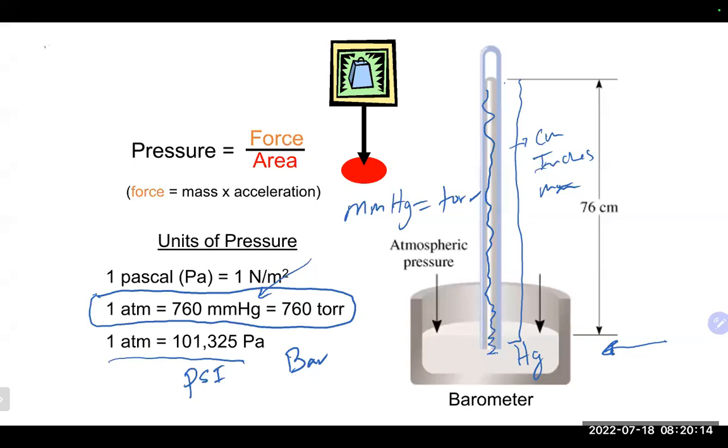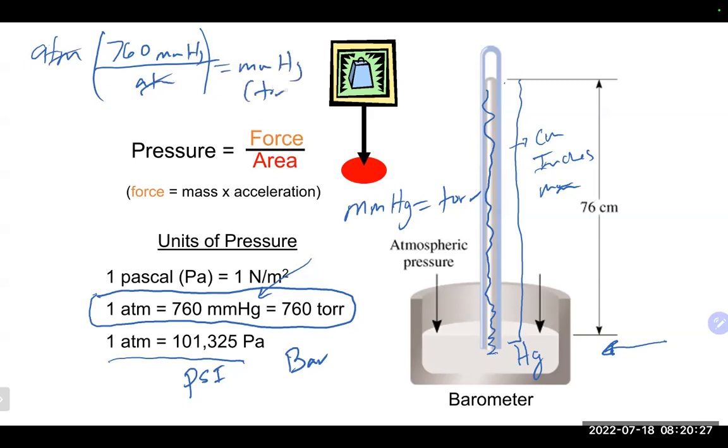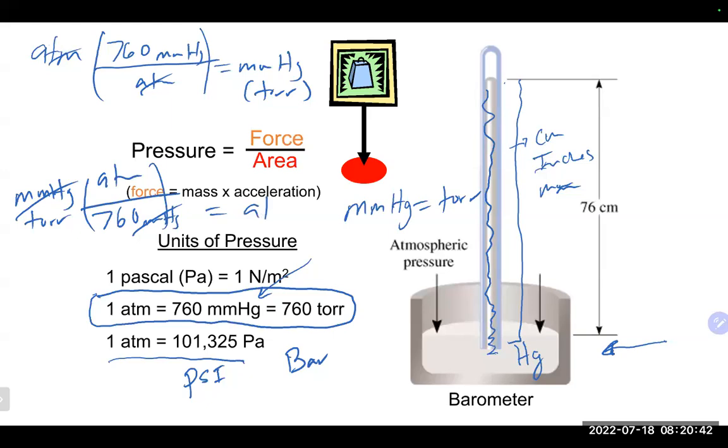So if you have atmospheres and you need millimeters of mercury or torr, you're going to multiply by 760. That would give you millimeters of mercury, which are basically torr. And if you have millimeters of mercury or torr, you're going to divide by 760, and that is going to give you atmospheres. So that 760 is used a lot.